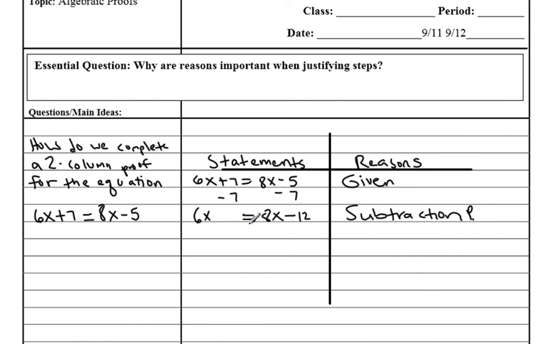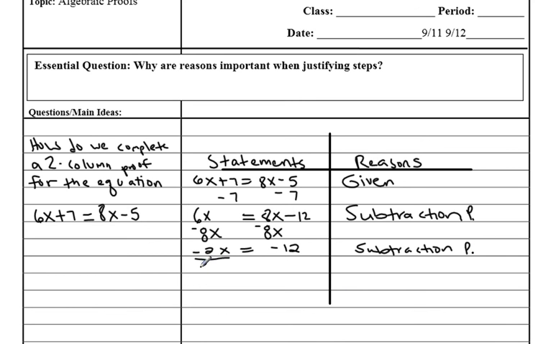I'm going to go ahead and subtract 8x from both sides. 6x minus 8x is a negative 2x, which equals negative 12. And that, once again, was the subtraction property, and you're allowed to use the same property more than once.